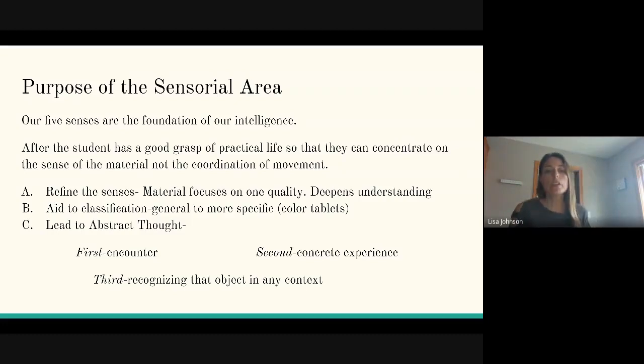All right, the sensorial area also leads to abstract thought. What is the progress to abstract thought? First, it's the encounter with something. Second, it's that concrete experience we have with something. Third, it's recognizing that object in any context.